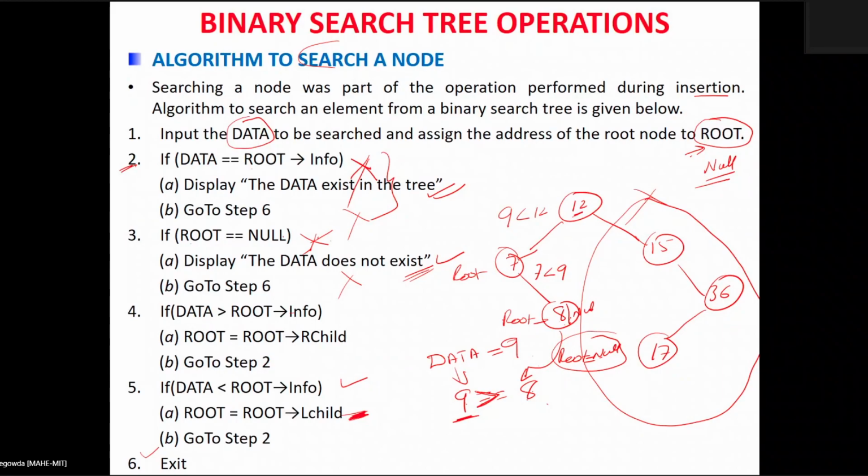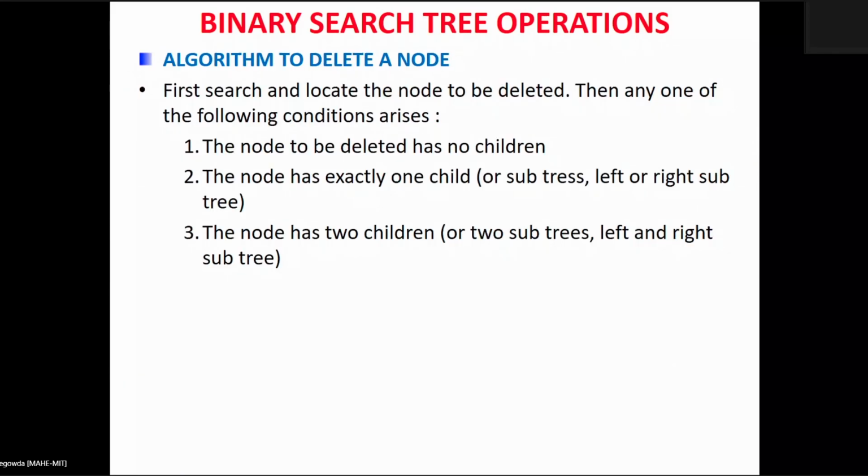This is how we can search for a particular node, whether it is present or not. The algorithm is going to display the suitable message at the end of the algorithm. So next is the algorithm to delete a node.